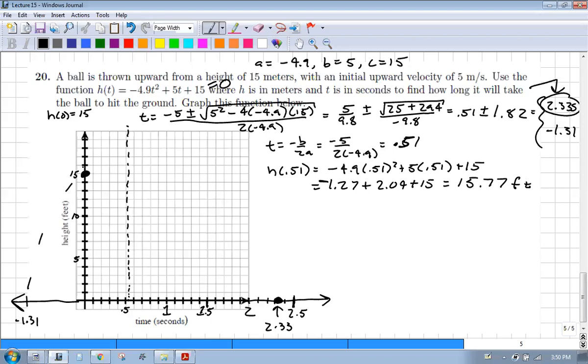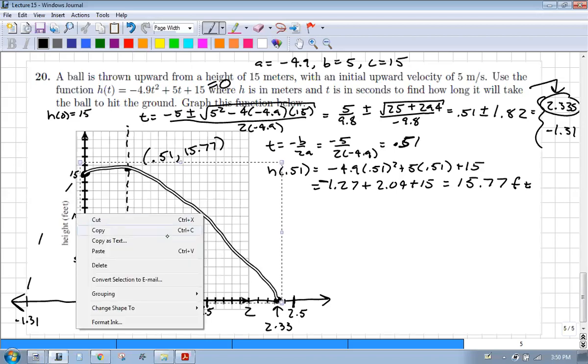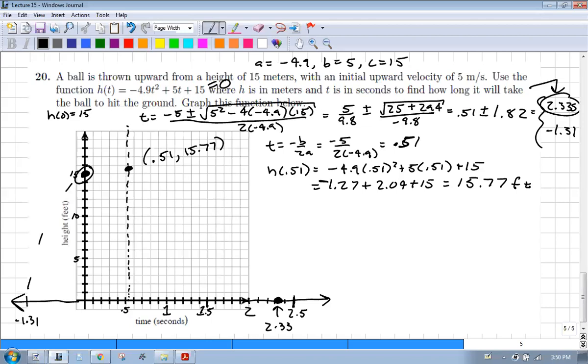So since here's 15, boom, there's our vertex at 0.51 and 15.77. So now we know this thing looks like this, roughly. We could make it a little bit better, actually, because we know this point here. Let's see. We know its mirror point is over here. So that mirror point will let us make it a little more accurate anyways.